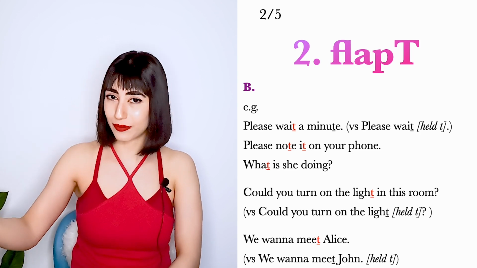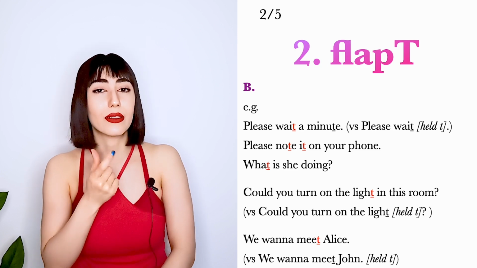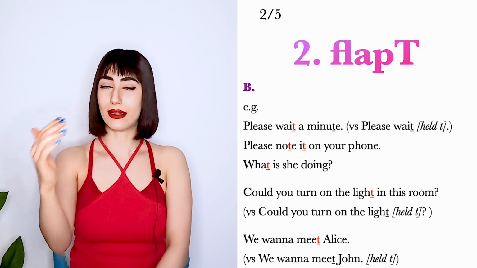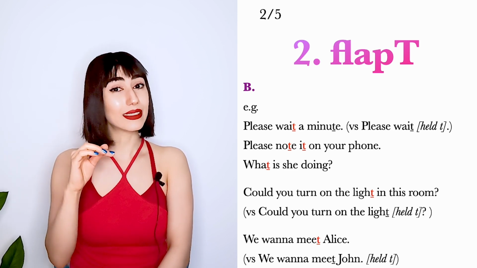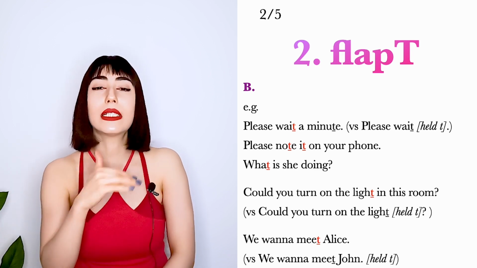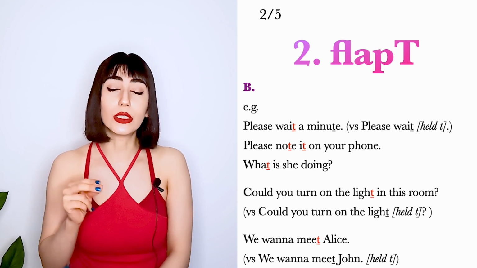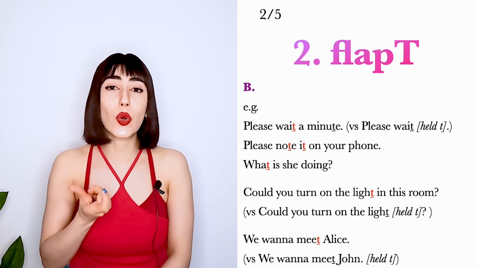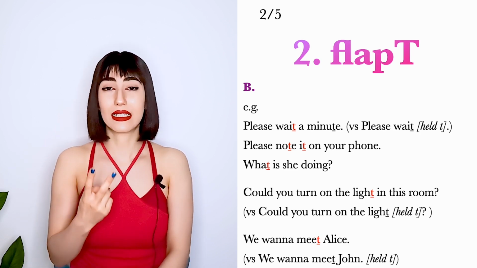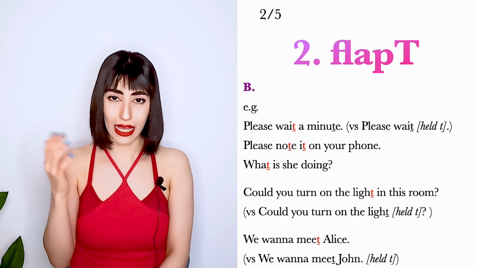Remember? T at the end. So for minute, no T, but for wait, the sound. Please wait. Please wait, held T. But vowel, T, vowel. Wait there, wait there. Please wait a minute. Please note it on your phone. Please note it on your screen. Please note it on. Both these two T sounds would become flap T because of the vowels after and before them.